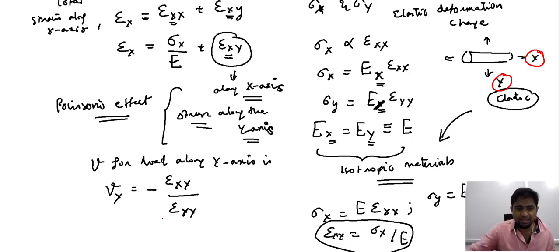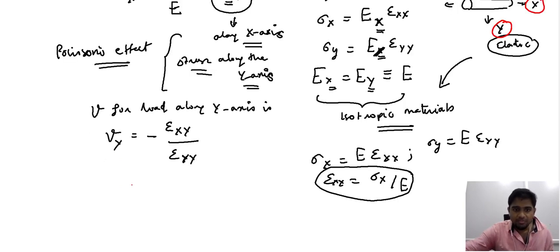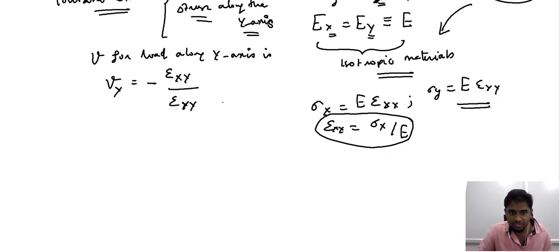So once we are able to arrive at this expression, we have already arrived at an expression for epsilon yy. So we have epsilon yy that is related to the stress that we have imposed and the constant here. So epsilon yy is nothing but sigma y by E. So we can substitute that here.